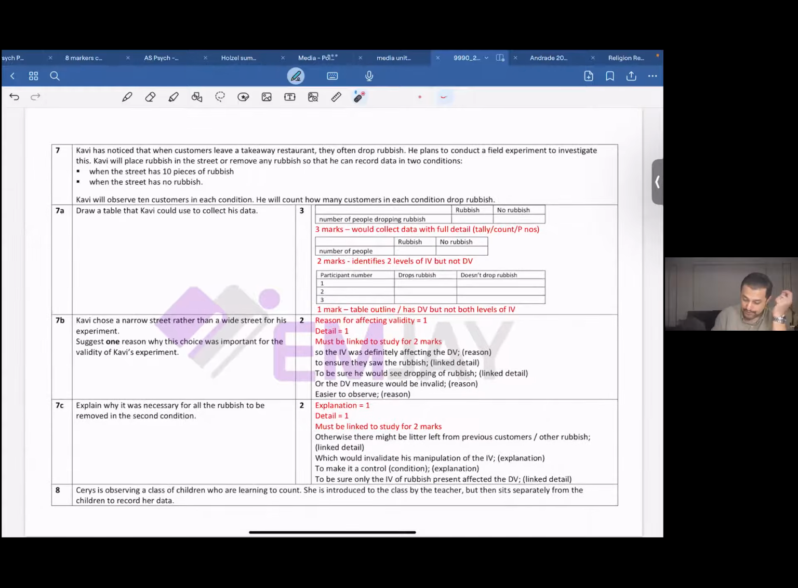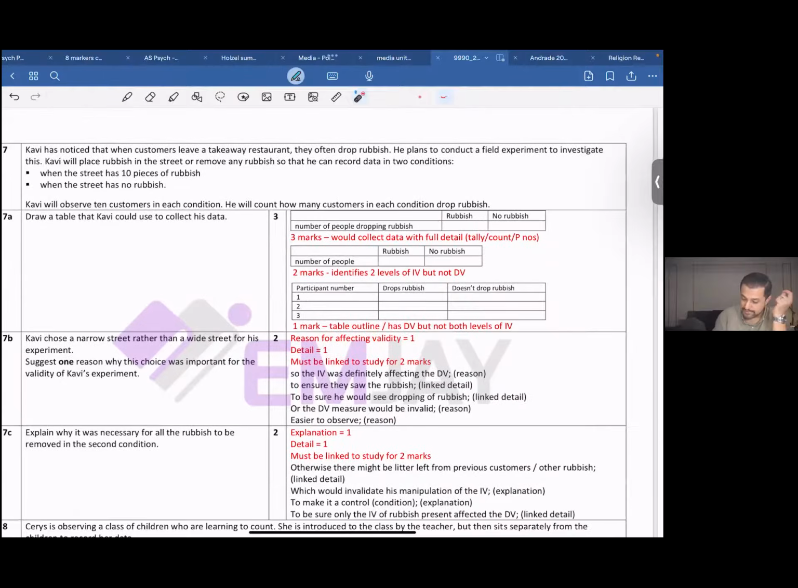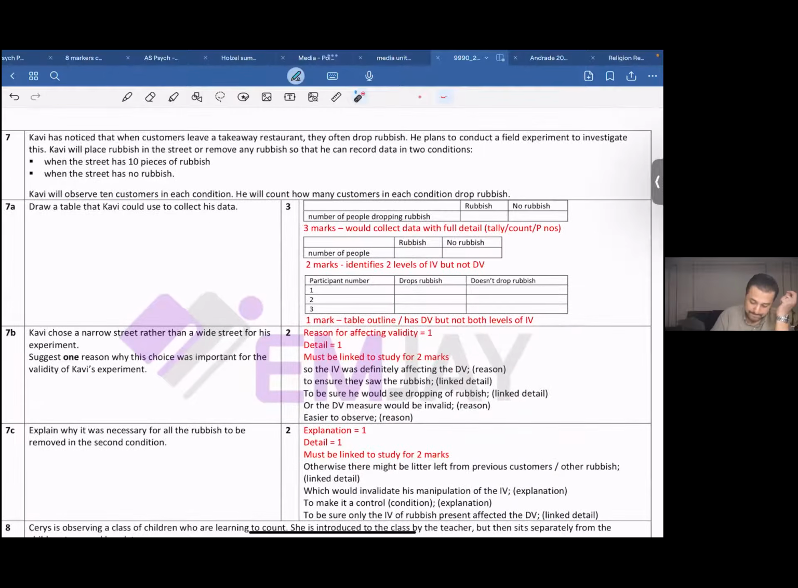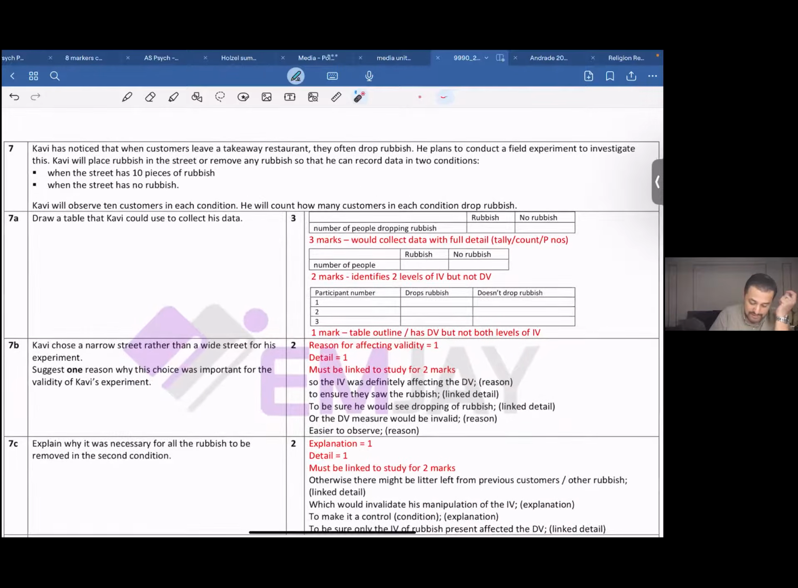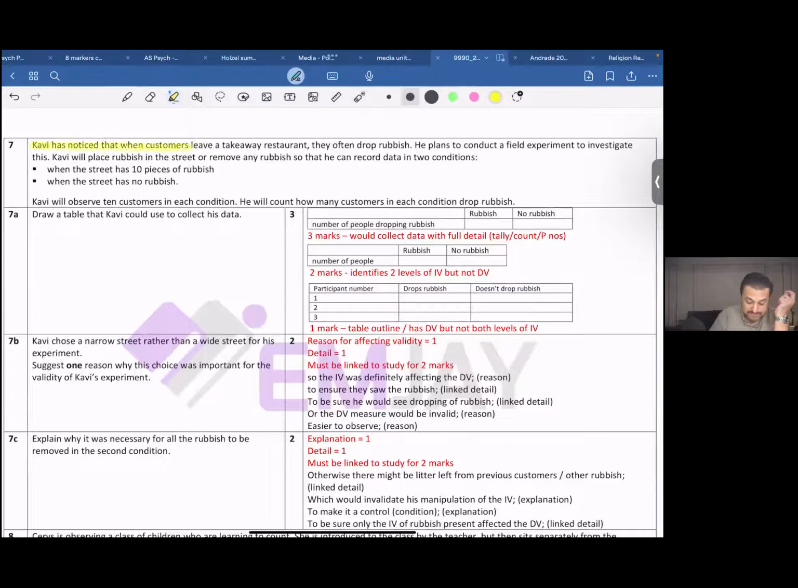Having a look at question number 7 over here. Question number 7 reads, Kavi has noticed that when customers leave a takeaway restaurant, they often drop rubbish. He plans to conduct a field experiment to investigate this.